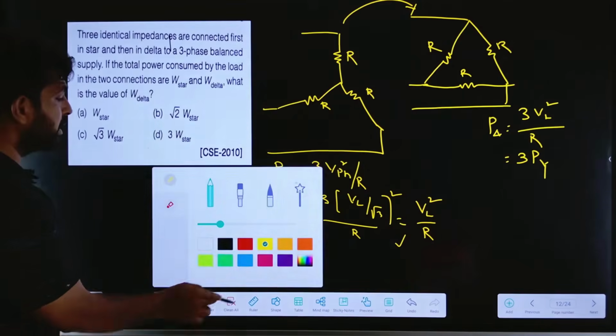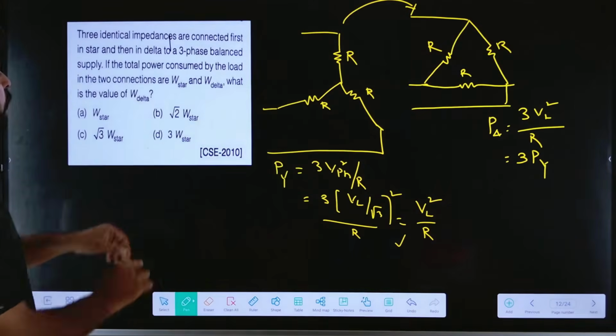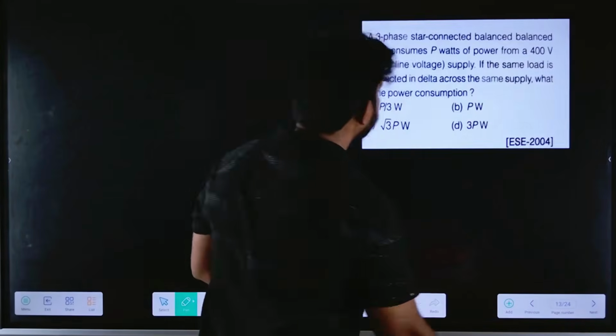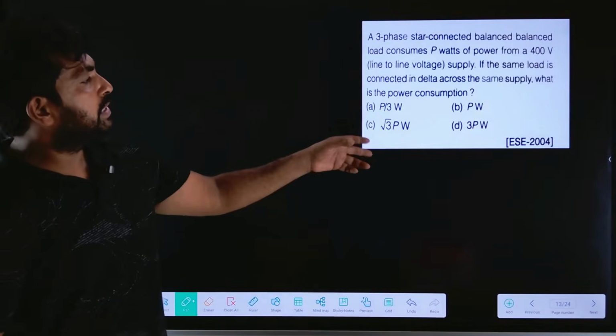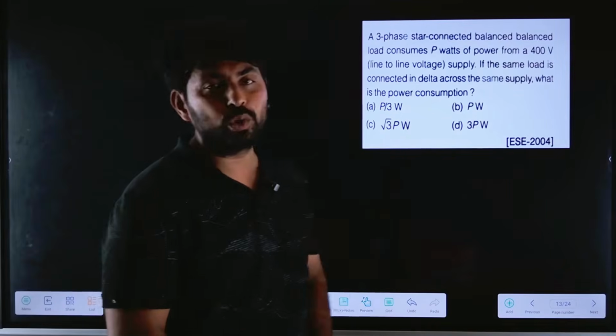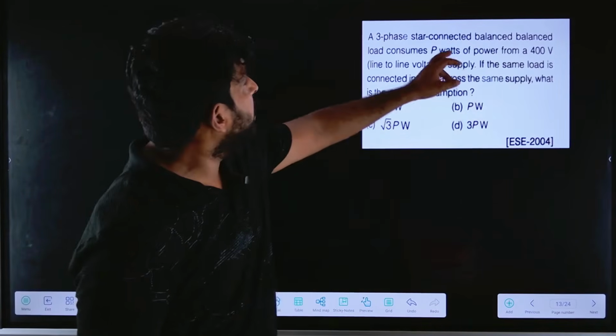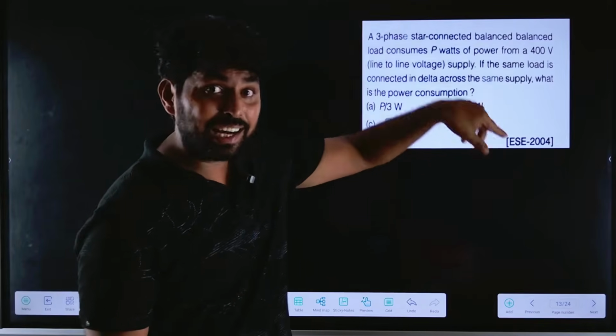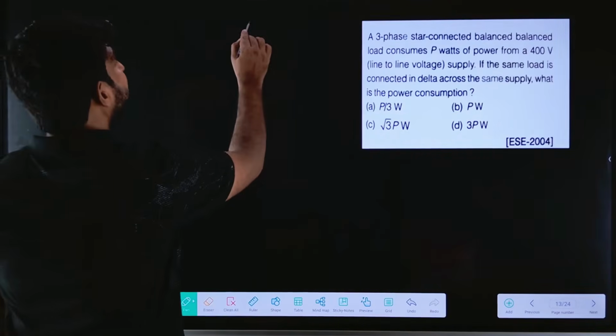So which option is the correct option? Option D is the right option. Right? Now let us solve the next one. It was the same question and it was asked in ESE 2004. Initially they have connected the load in star. Now they are connected in star.